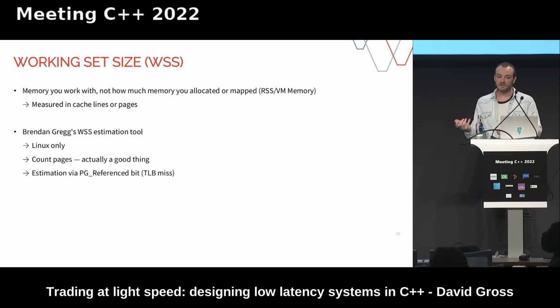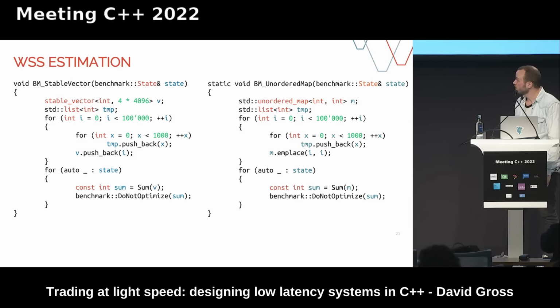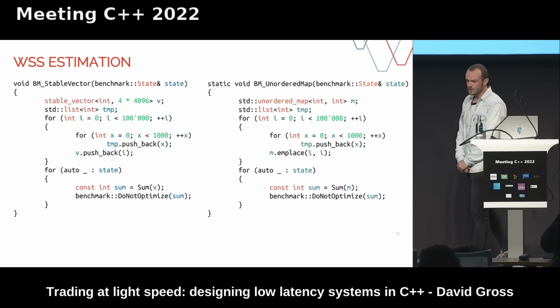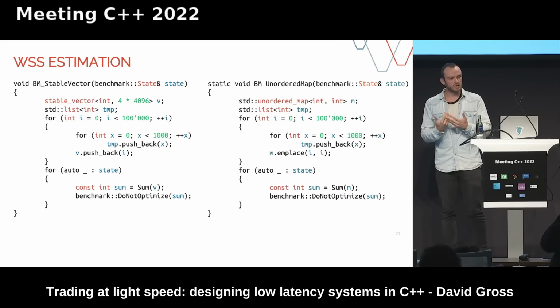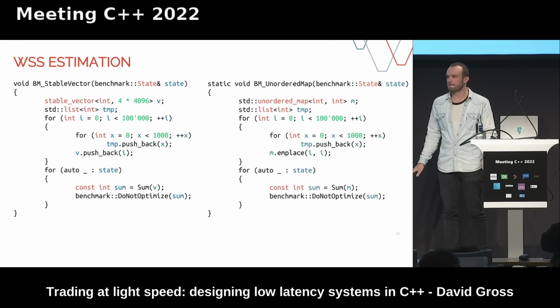So Brendan Gregg, performance engineer from Netflix, developed a small and very nice tool to measure it, but in pages. You might say, oh, that's not so nice, because pages and cache lines are actually quite different. But let me prove to you that it's actually really, really nice. So we take a benchmark like this. To be clear, we do not really care in that benchmark about the speed of execution. We are not interested in that. We just use this code in order to calculate the WSS.